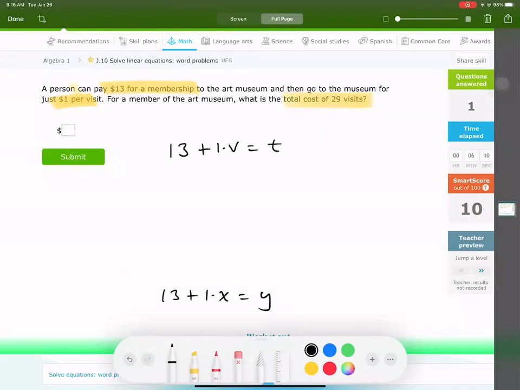As long as you know what your variables stand for. In this case, V is my visits, and T is the total money, total cost.